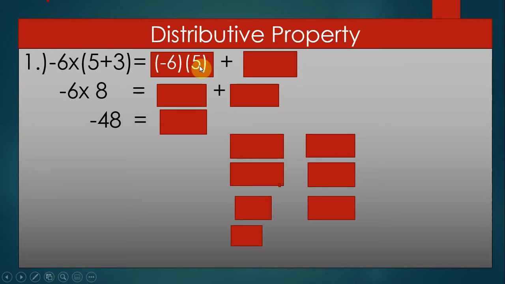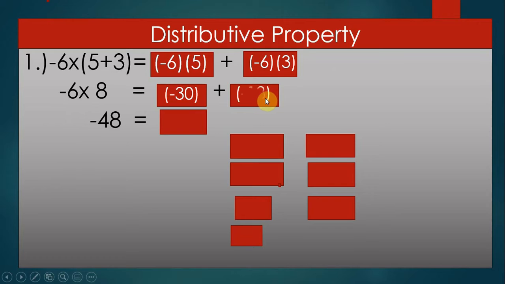Okay, negative 6 times 5 plus negative 6 times 3. So what is the product for this? Negative 6 times positive 5. The answer is negative 30 because these two have different signs.